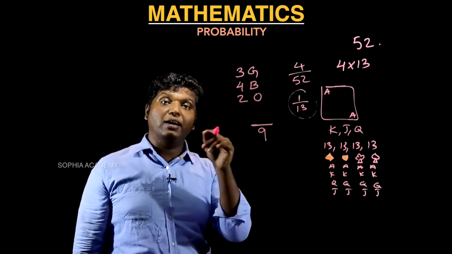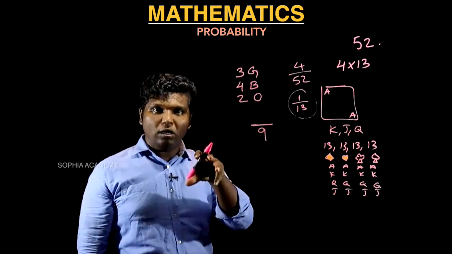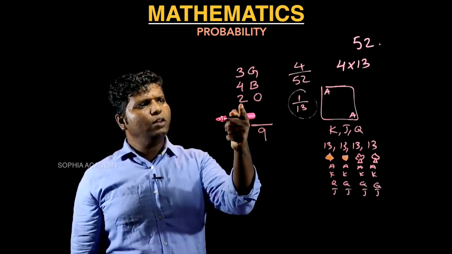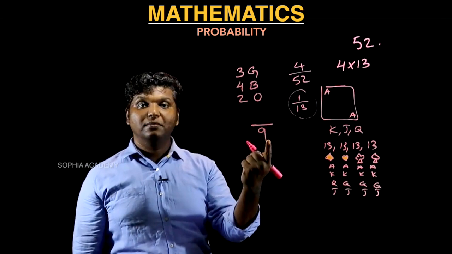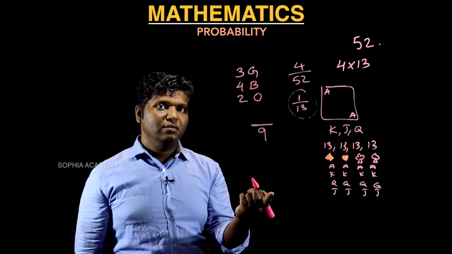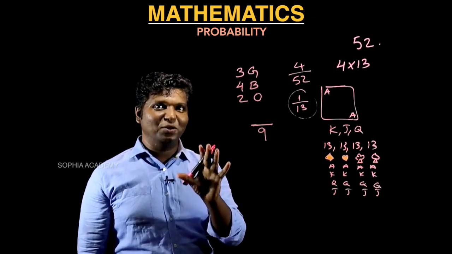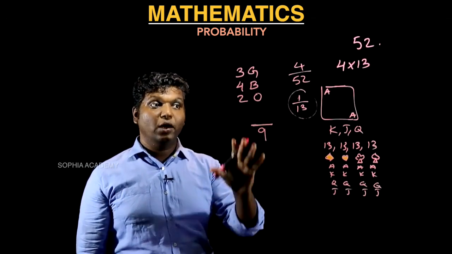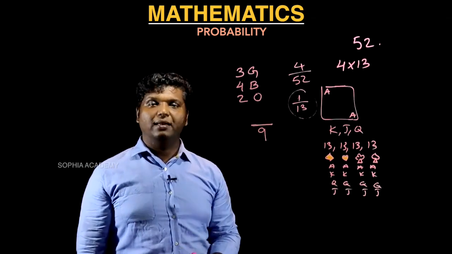If they are asking to find the probability that the marble picked is orange, then definitely you can say 2 by 9 will be the answer, because there are only 2 orange color marbles, not oranges. So you can write 2 by 9.